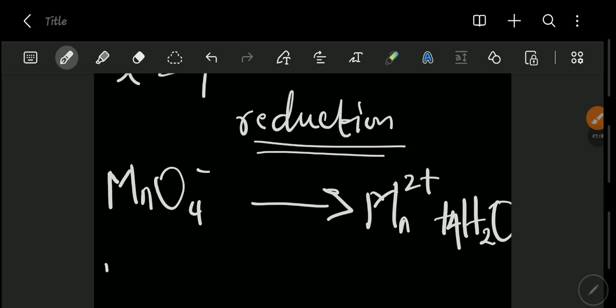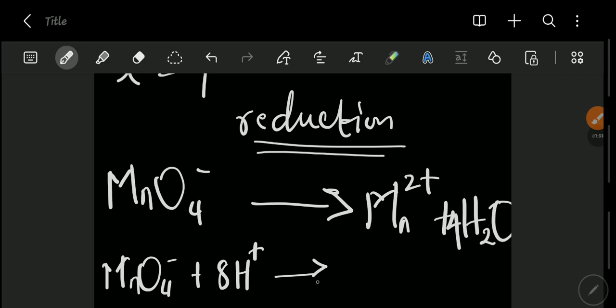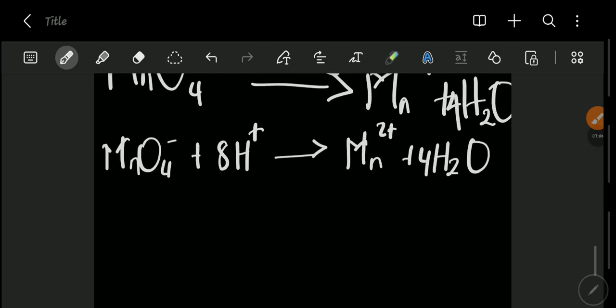So this is leaving me with MnO4 minus plus 8 H pluses, because I have 8 of it here. So I have 8 molecules of hydrogen ion, and that's giving me Mn2 plus 4 H2O, right? Are you seeing now? So from here, what's the next thing I want to do?